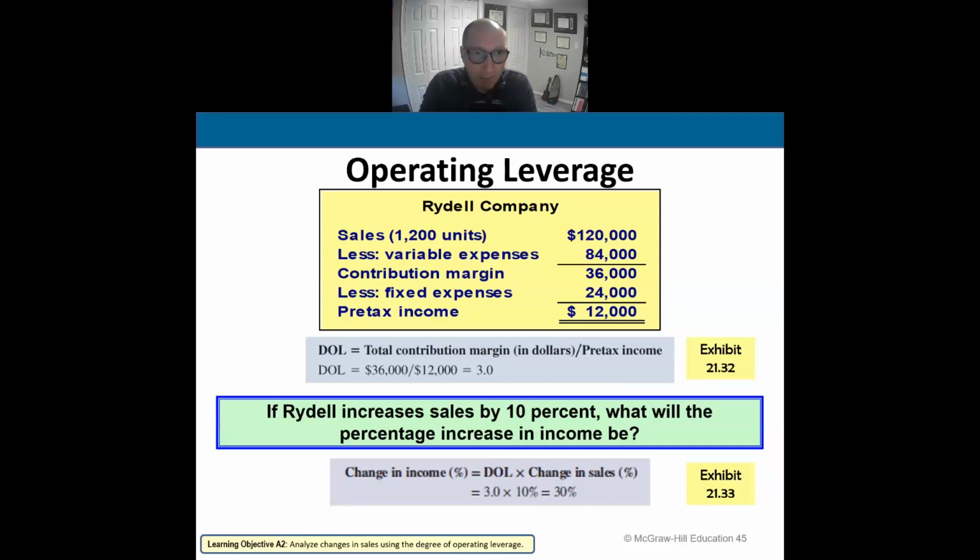We can find operating leverage by looking at, again, total contribution margin divided by pre-tax income. Sales minus variable costs equals contribution margin, minus fixed costs equals pre-tax income. So I take total contribution margin divided by pre-tax income to get the degree of operating leverage. And of course, we express that as a percentage by taking the degree of operating leverage times the change in sales percentage, in this case 10%, to get 30%.